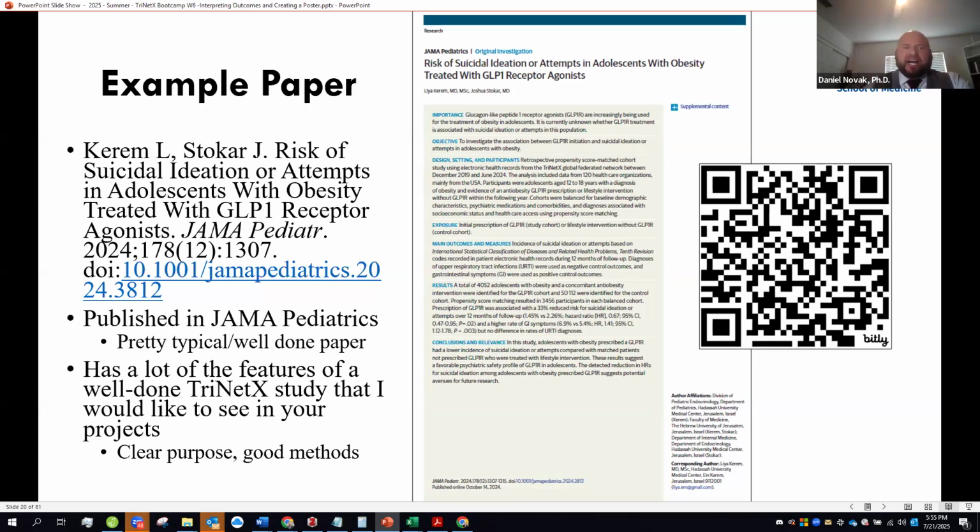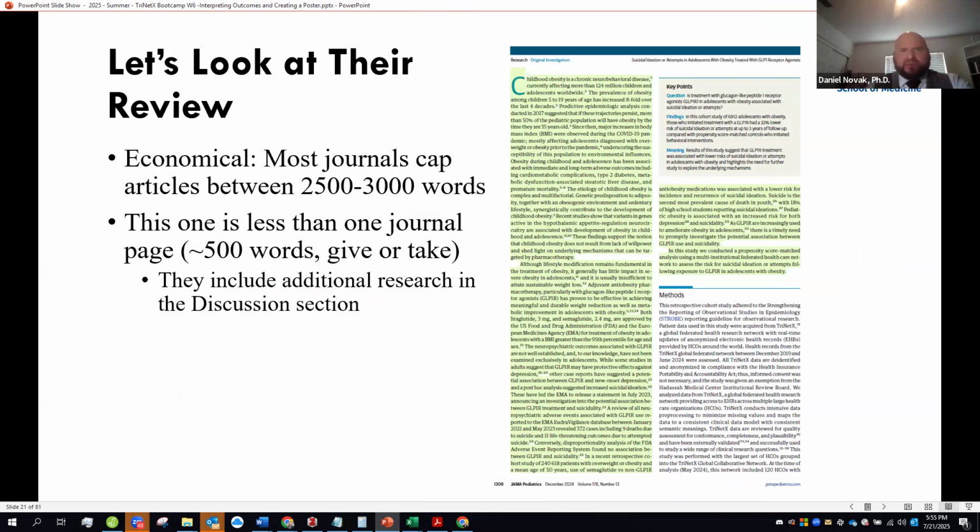That's really important. If you look back at session 1, when I told you a little bit about what makes a high quality or well-done TriNetX paper, I feel like this study does a lot of that, and also does it very economically, and shows you in a very clear way how to put together a literature review for one of these studies as you are developing it.